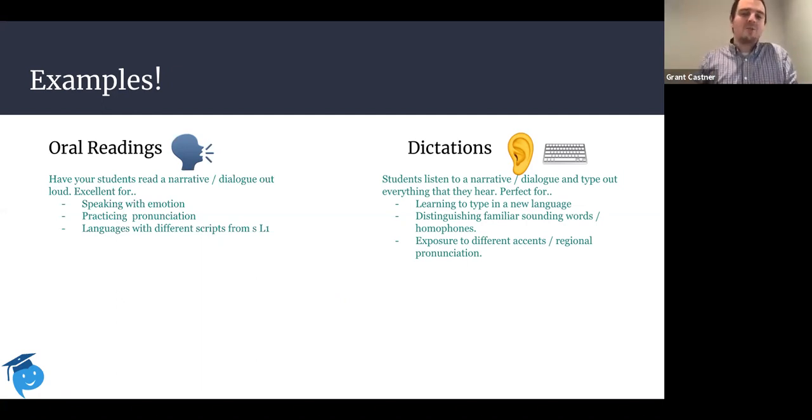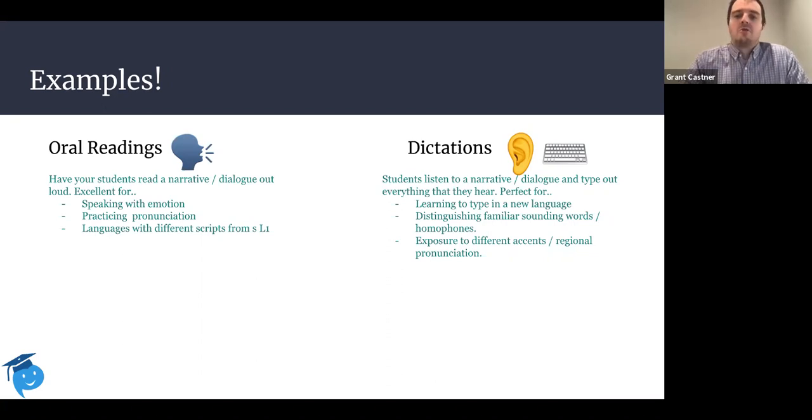And it can be very difficult learning how to type in a new language, particularly if you have accents. And if I have to teach pinyin, which is how you type out Chinese characters, it can be hard. Great typing practice. Distinguishing familiar sounding words and homophones. I've mentioned this in other webinars before. Like in English, you have read and read, spelled the exact same way. Content and content, dessert, desert, sound similar, spelled similarly, not exactly the same. Other languages have other examples too.